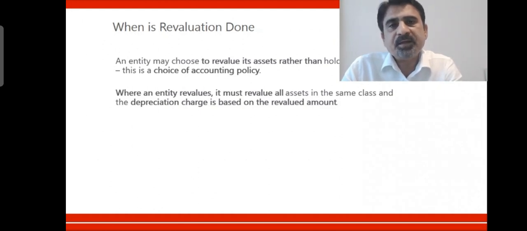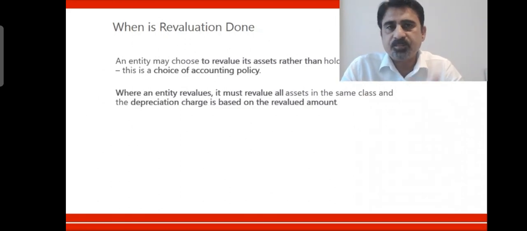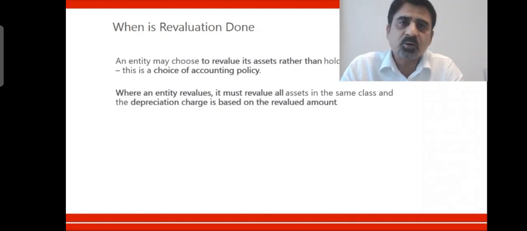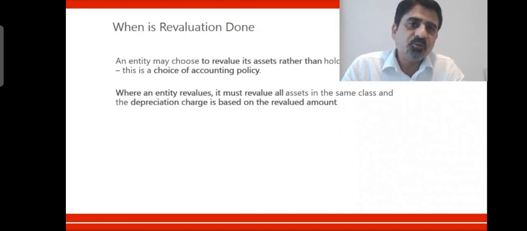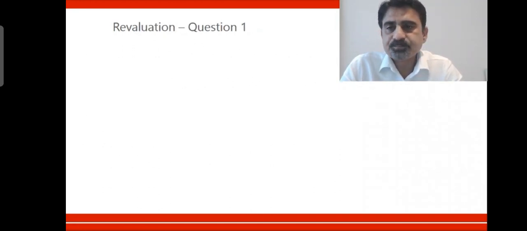So for example, if I believe that the property prices have gone up and I must do the revaluation on my property, then I should do revaluation for all of the buildings, not the one building or the two buildings. Whatever properties I have, the entire class will be revalued, and after revaluation you will start charging depreciation on the new cost or on the new value, because now you've got a different value in the balance sheet.